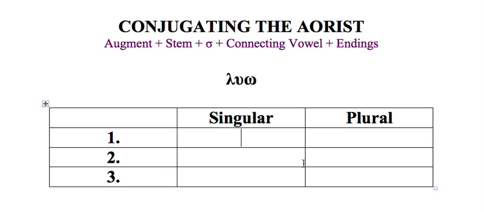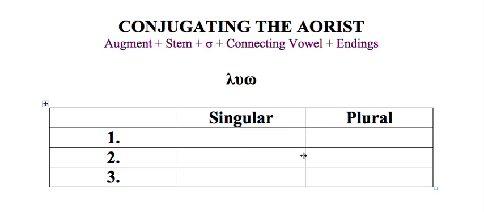In this video, we'll take a look at how to conjugate the aorist active indicative. In order to do so, we use the augment, or the past time morpheme, the stem, the sigma, the connecting vowel, and the endings. Remember, our endings are nu, sigma, none or the movable nu, min, te, nu. Let's go ahead and get started.